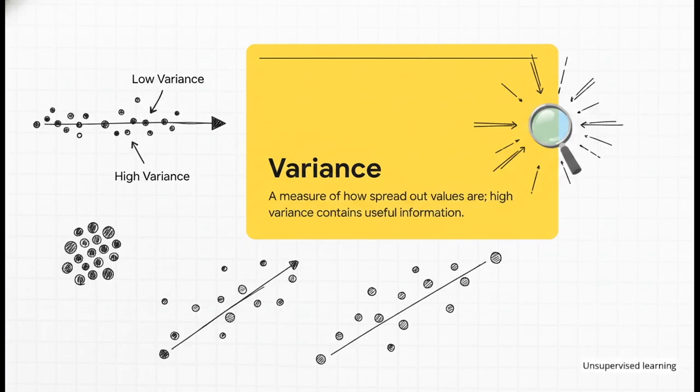Variance is simply a measure of how spread out your values are. Look at it this way. If everyone in your dataset is exactly 30 years old, the variance is 0. There's literally no useful information there to separate your customers. But if ages range from 18 to 80, the variance is high. PCA constantly looks for the directions or the axes in the data that have the absolute highest variance, because that widest spread is where the most valuable structural information lives.